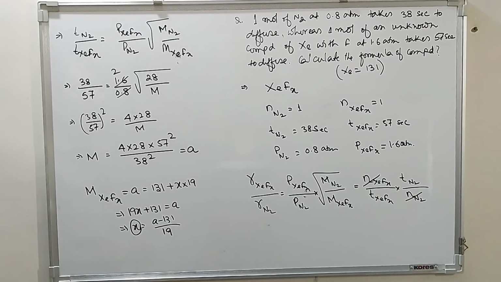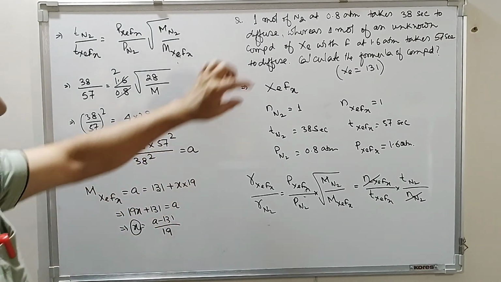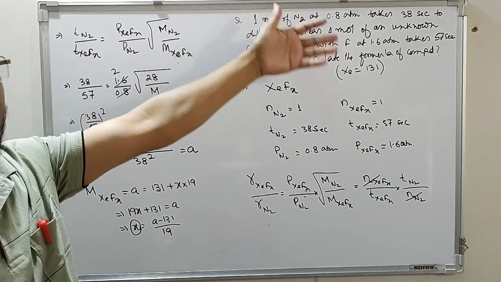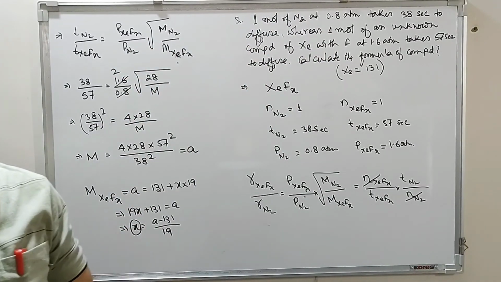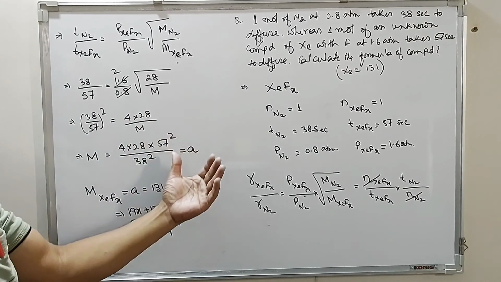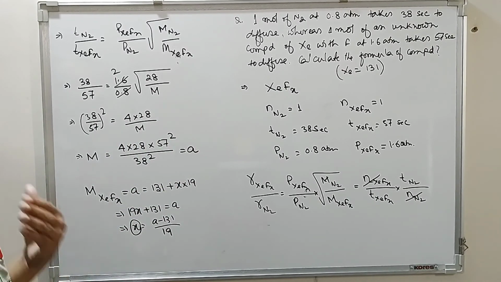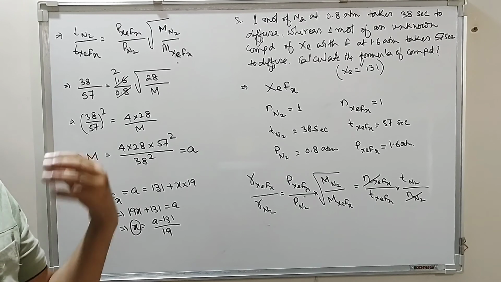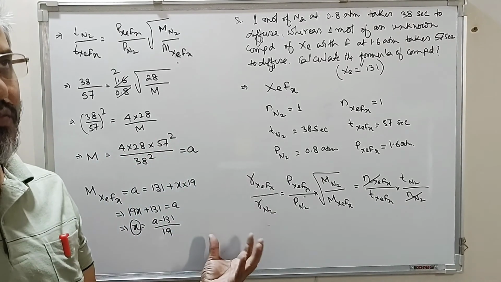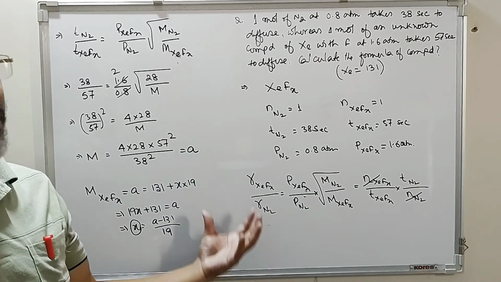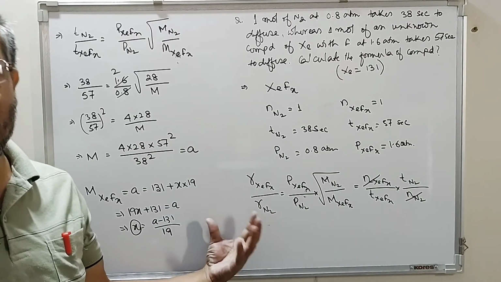Once we have the value of x, we can easily define the formula of the unknown compound, that is XeF6. So this is how we use the concept of the rate of effusion or diffusion for solving problems. So this is all about Graham's law and the concept of effusion and diffusion.